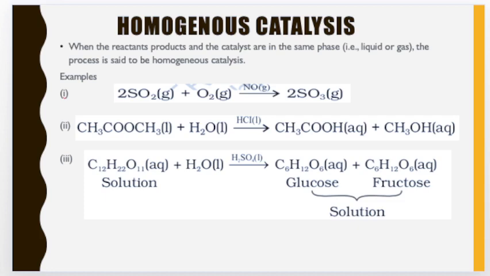Third example is the hydrolysis of sucrose, which would give glucose and fructose in the solution, and this reaction is catalyzed in presence of sulfuric acid. So it can be concluded that in case of homogeneous catalysis, the reactant and the catalyst will be in the same phase, whereas in case of heterogeneous catalysis, the reactant and the catalyst will be in two different phases. I hope you all are getting the difference in the types of catalysis.